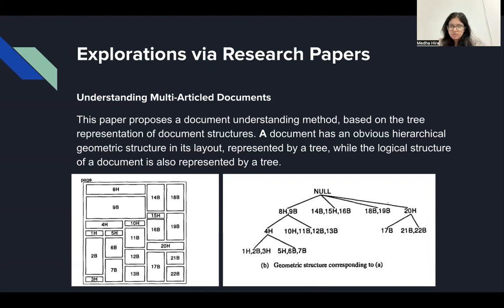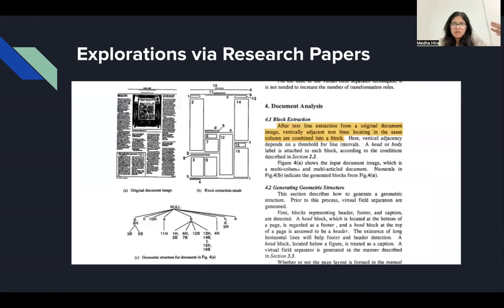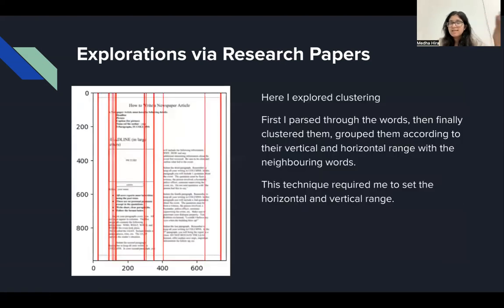That was a beautiful way of understanding how document structure can be categorized, and this helped me gain further insight into the problem of column detection and ways with which I can approach it. Now, finally, this is a block detection that I found in the same paper. Over here it says, after text line extraction from an original document image, vertically adjacent text located in the same column are combined into a block. So this gave me the idea of using clustering. This was the approach that I used.